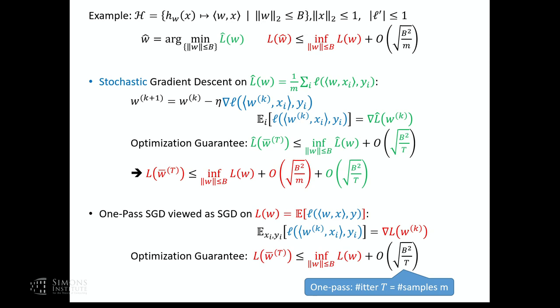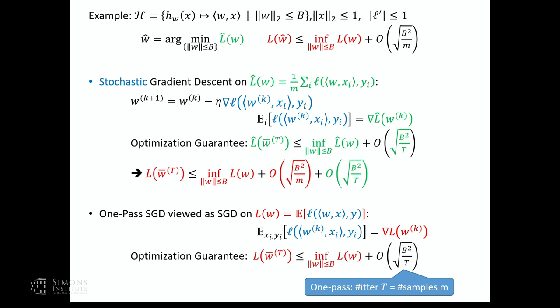So the number of samples here has to match the number of iterations. So t has to be equal to m, and we cover the exact same guarantee. Okay. So what did we actually do here? First of all, we see that we can get, using an optimization algorithm, stochastic gradient descent, I just ran stochastic gradient descent, and actually this gave me the same thing as what I got by explicit regularization.